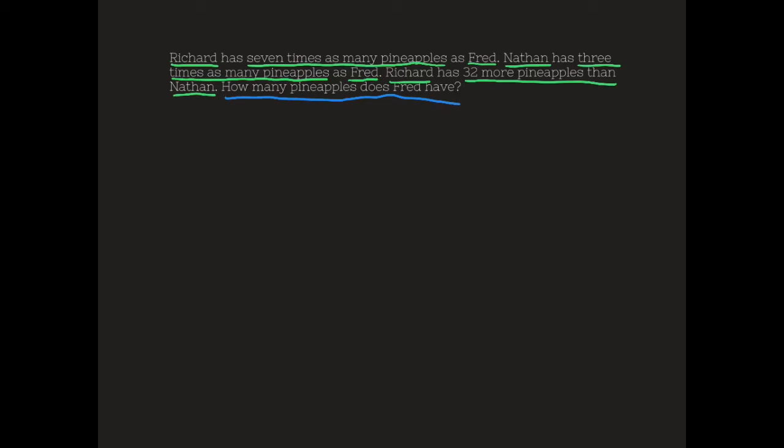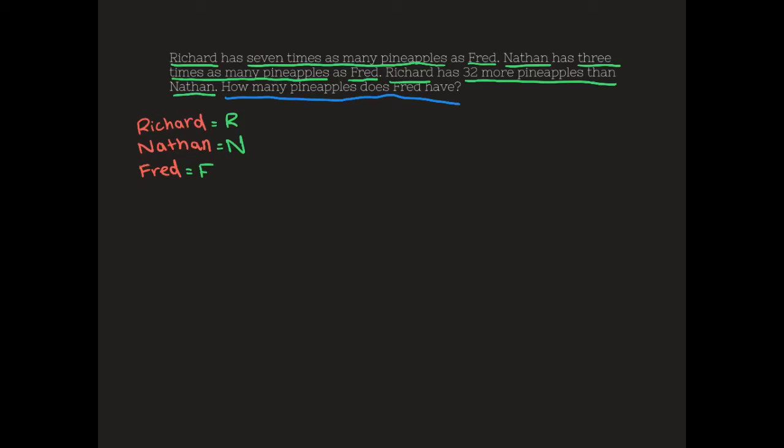Now, the first step in solving this problem will be the guiding step for the rest of the problem. When you see this many variables, you should first give a variable to every single name or number that you see. So you've got Richard, Nathan, and Fred. Those are the 3 people in this problem. We'll give them all variables: Richard equals R, Nathan equals N, and Fred equals F. Those will be our 3 variables.